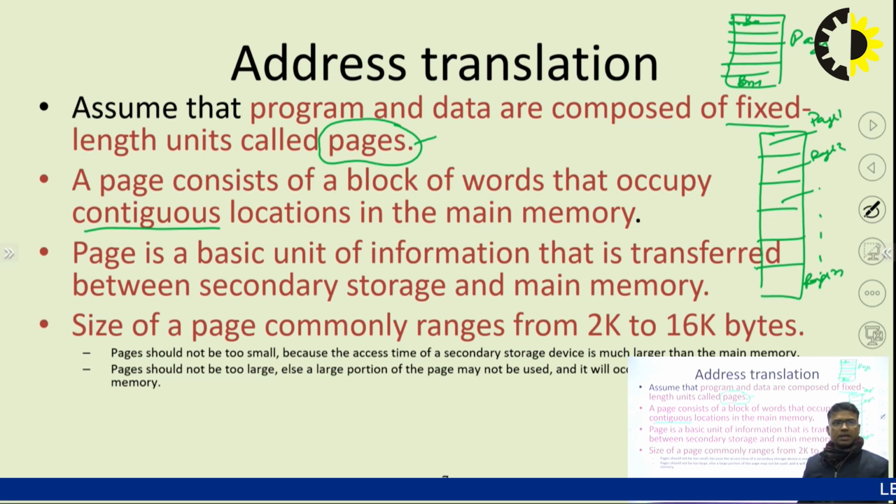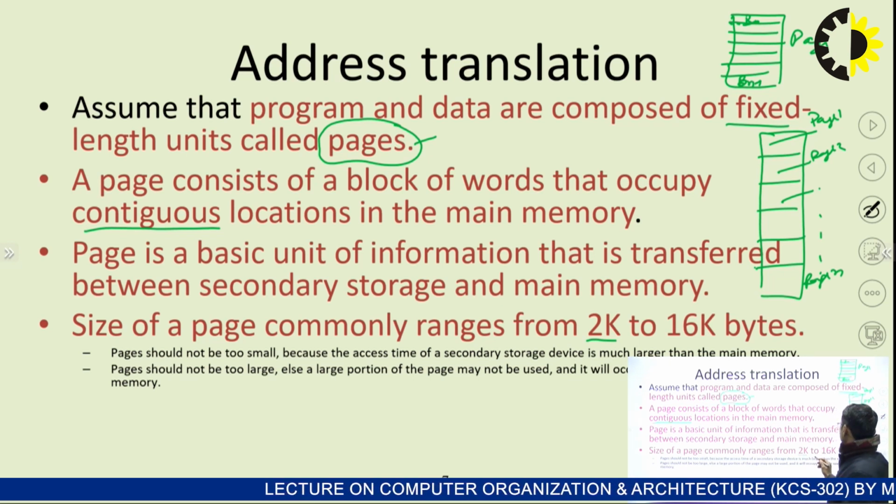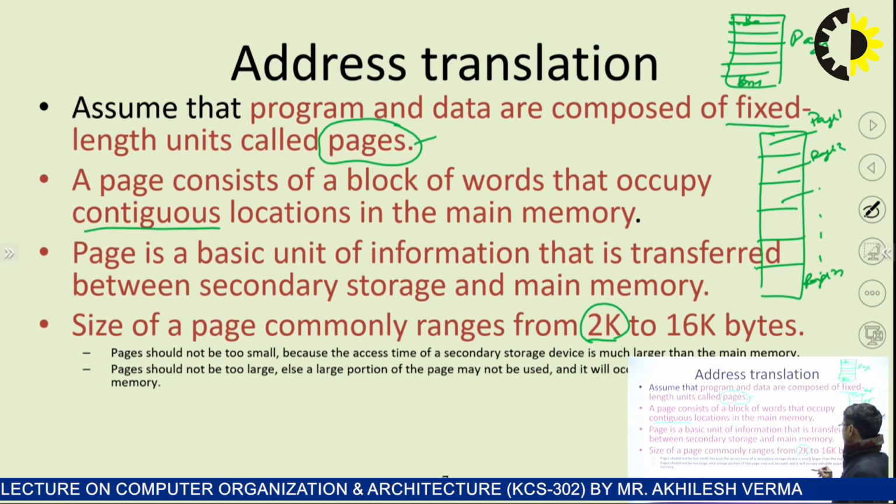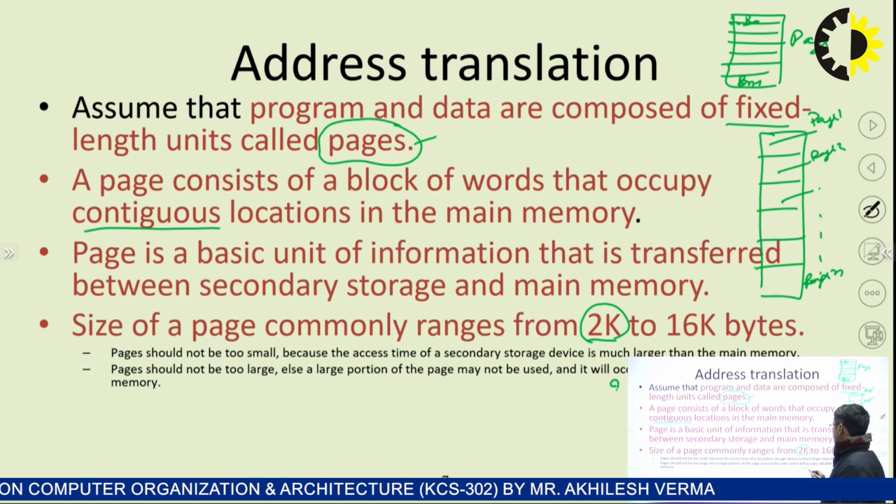Now, what is the common size of these pages? We know that usually when we talk about the cache memory, the block size is around 16 to 32 or 64 bytes. But what is the size of a page? The size of a page ranges from 2 kilobytes to 16 kilobytes. So, now consider 2 kilobytes.